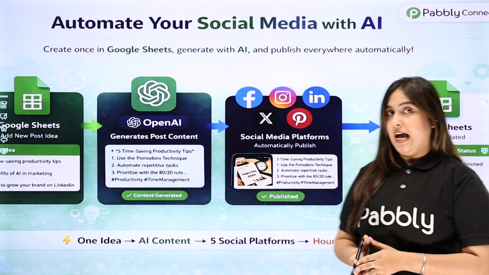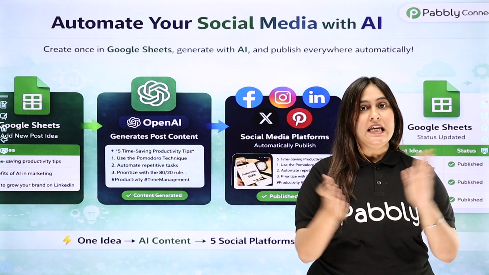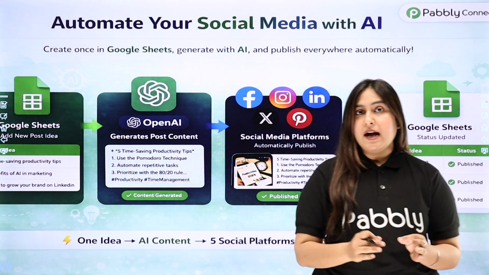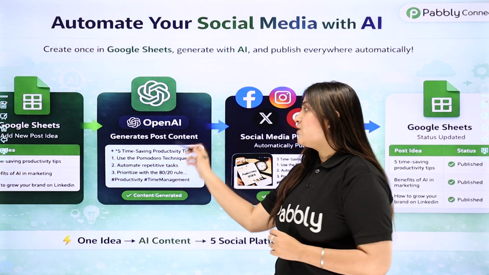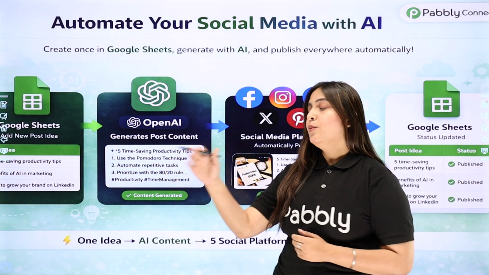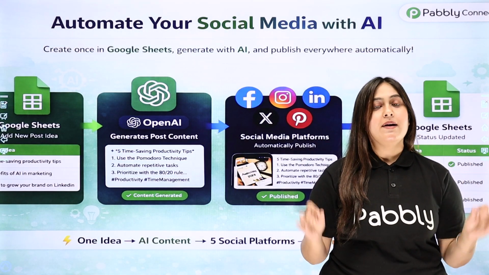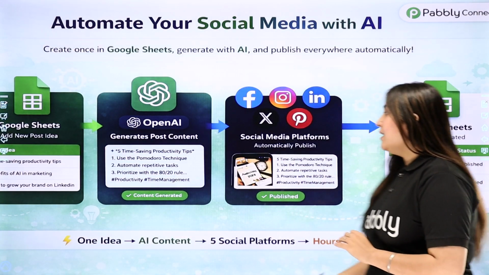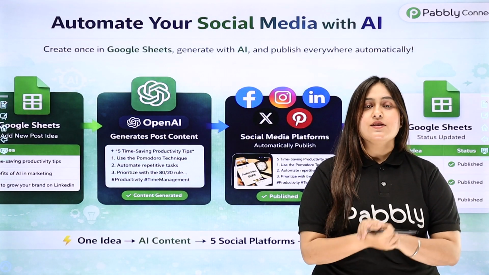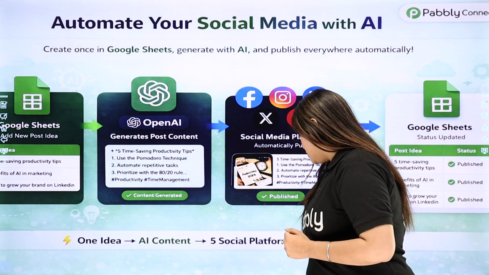Sounds magical, right? So now let's move forward to the third automation that I have created, which is automate your social media with AI. By creating this automation, I have automated my social media posting with AI. Whenever I add a new post idea in my Google Sheets, that data is automatically sent to the AI tool, which is OpenAI. It generates the post content and shares it as a new post on my different social media platforms at once. After that, it automatically updates the status in my Google Sheets. Sounds magical, right? This is how I've created this automation to save hours of my work.